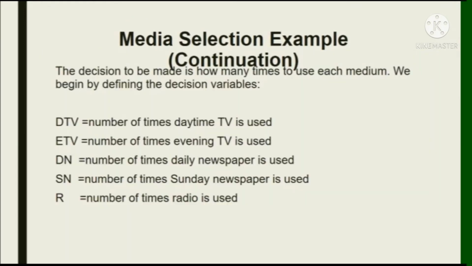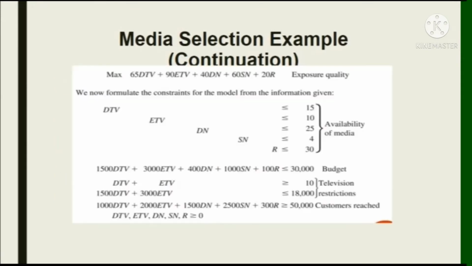The decision to be made is how many times to use each medium. We begin by defining the decision variables. DTV stands for daytime TV used, ETV evening TV used, DN is daily newspaper used, SN is Sunday newspaper used, and R for radio.